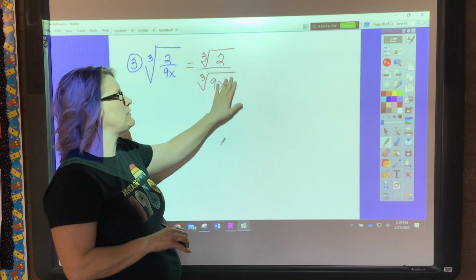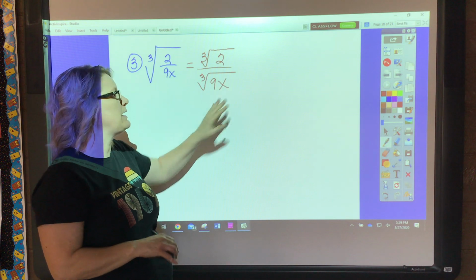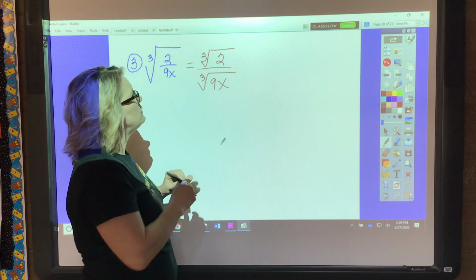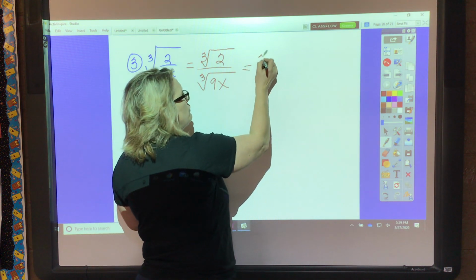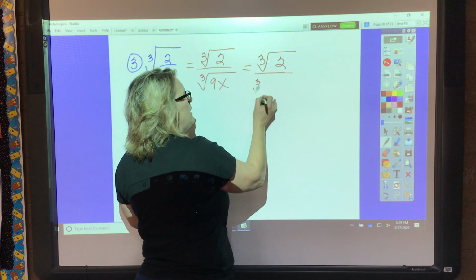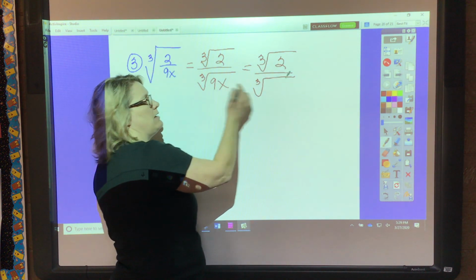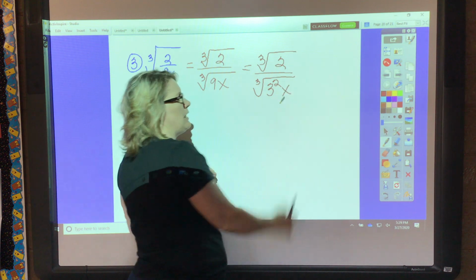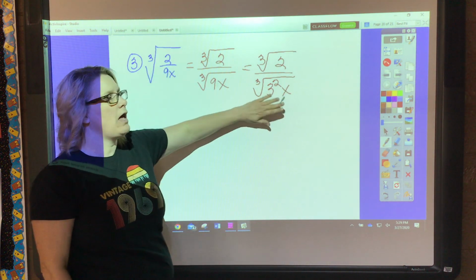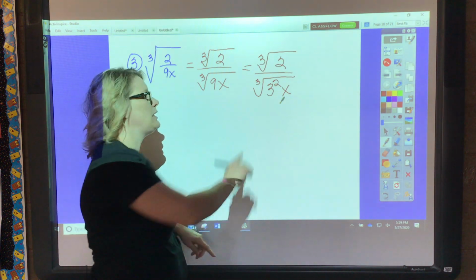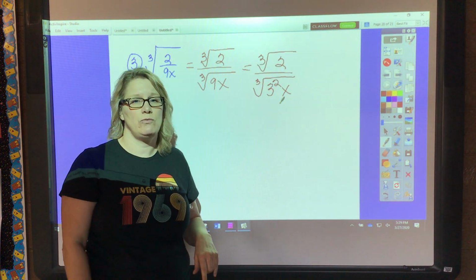So what I have to do is I need to multiply this by enough stuff so that I can take a cube root of it. So I'm going to take 1 minute and show you how I work this problem. I know that 9 is really the same thing as 3 squared. I still have my x. So I need to have 3 cubed and x cubed in order to apply the cube root.